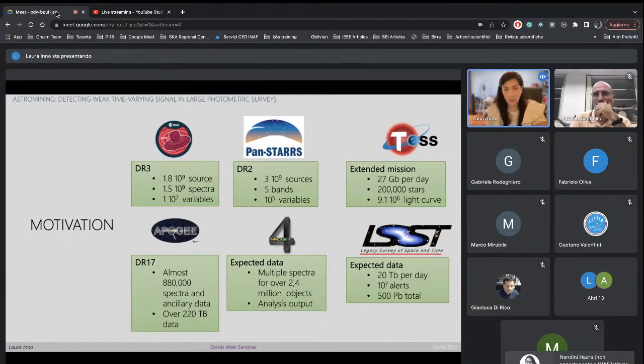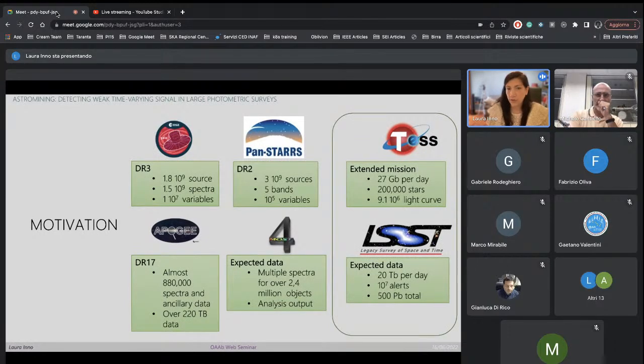So in the future, we will have spectroscopic surveys like Foremost or Sloan Digital Sky Survey 5, which will also deliver multiple spectra for billions of objects. But in this talk, I will focus specifically on two photometric surveys.